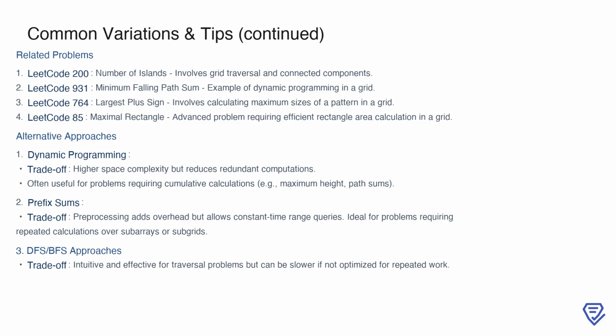Dynamic programming is a powerful technique, offering the benefit of reducing redundant computations at the cost of higher space complexity. This is particularly useful for tasks involving cumulative calculations, such as computing maximum heights or path sums. Prefix sums are another valuable tool. While they require preprocessing, they enable constant time range queries, making them ideal for problems that involve repeated calculations over subarrays or subgrids. Lastly, DFS and BFS are intuitive approaches for traversal problems. However, they can become inefficient if not optimized to handle repeated work.